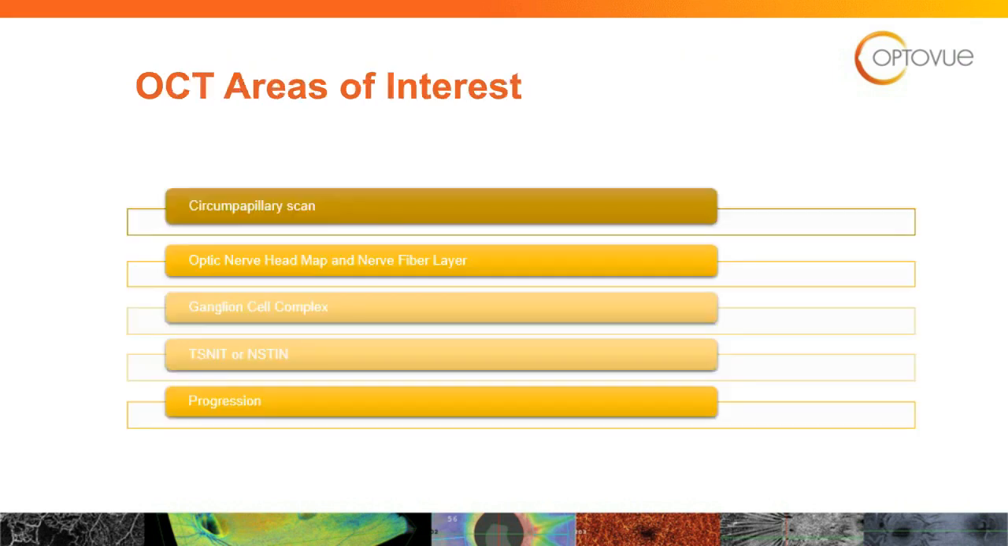We're going to touch upon several areas of interest in OCT. We're going to look at all 5 of these areas within our plan for the next few minutes. Let's start off with the circumpapillary scan.